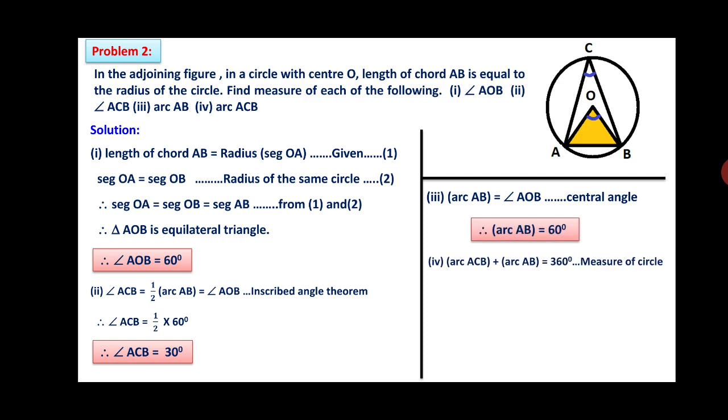Fourth one, measurement of arc ACB plus measurement of arc AB is equal to 360, that is the measure of the circle. Now let's substitute the values. Therefore, measurement of arc ACB plus 60 is equal to 360. So 60 goes that side. Therefore, measurement of arc ACB is equal to 360 minus 60. Therefore, measurement of arc ACB will be 300. After simplification, you are getting this value. So like this is the second problem.